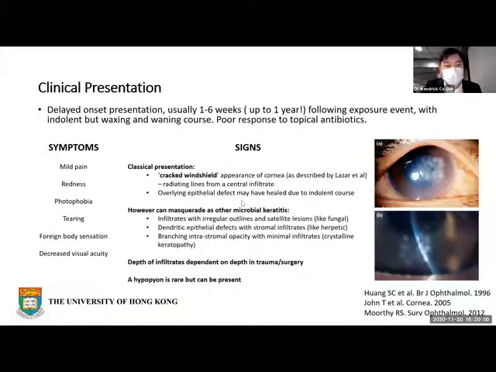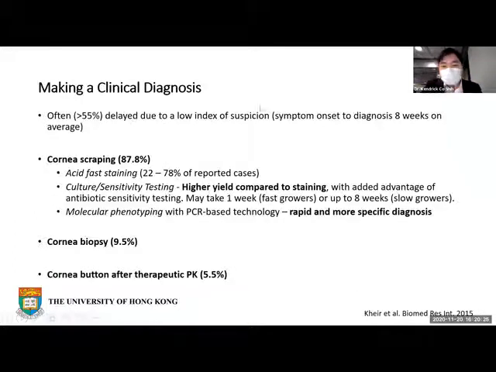The most important thing is that the presentation tends to be delayed. It can be 1 week, 6 weeks, even up to a year after the exposure event, and it tends to have an indolent but waxing and waning course, and it tends to respond poorly to traditional therapy. So I think the most important thing is making a diagnosis, and this is usually delayed because of a low index of suspicion. Cornea scraping with acid-fast staining can usually give you your diagnosis, although culture and sensitivity testing gives you the added bonus of sensitivity testing with antibiotics.